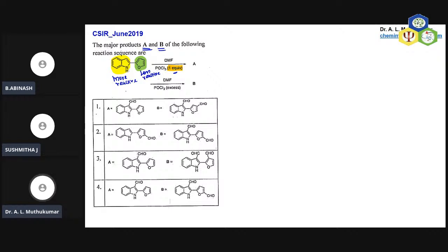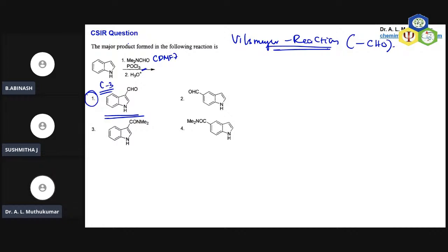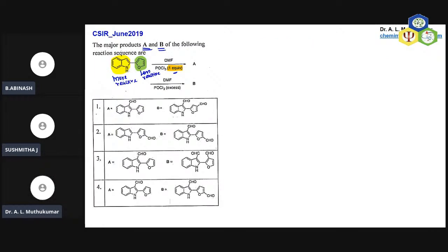So we know that just before we have discussed that in the indole, that is C3 position is more reactive. So in the first case, C3 position introduction of aldehyde will be taking place. Can you check which is the right answer? So from that first step you can say that option 3 or option 4 can be the right answer, where the C3 position of indole will be introduced by this formyl group. Okay, that means option 1 and option 2 are ruled out.